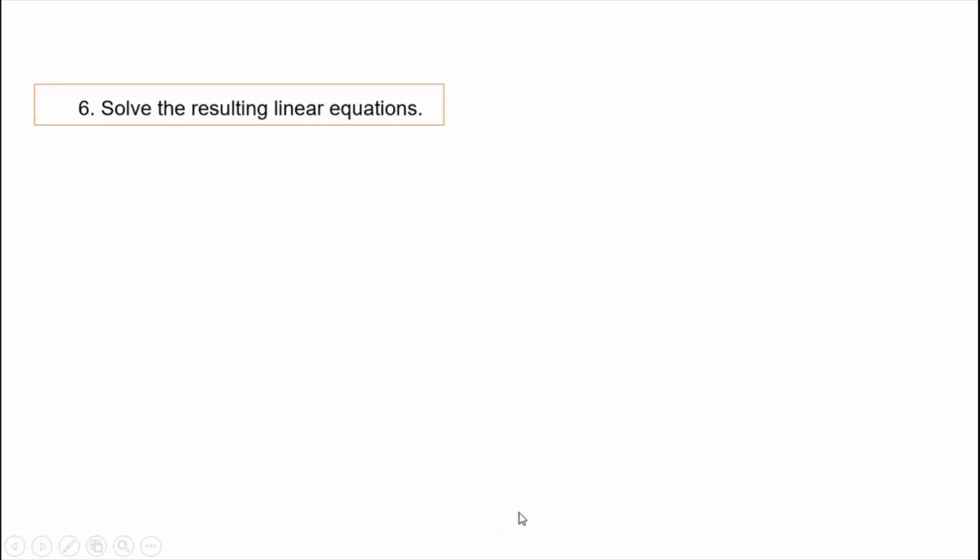For the next step ulit. So, we are down on the second to the last step. Solve the resulting linear equations. Ito na yung nakuha natin kanina na x plus 3 is equal to positive negative 4. Pinaghiwalay lang natin para ma-solve natin yung values ng x. Okay? So, mag-simplify na tayo. Unahin muna natin itong x plus 3 equals 4.